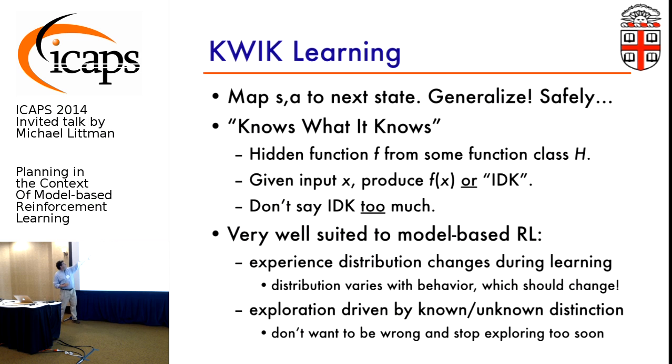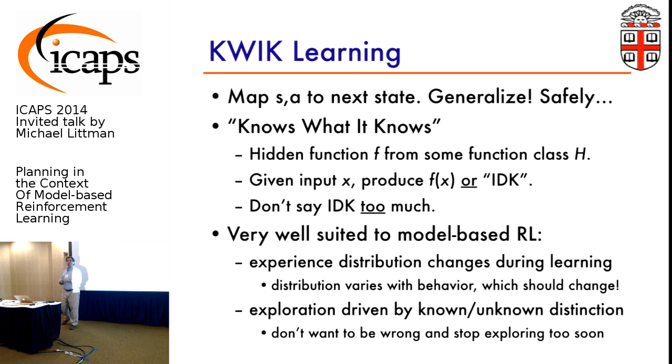All right, so here's how the knows what it knows setting works. We imagine that there's some hypothesis class H. So we know the identity of this hypothesis class. However transitions work, they're somehow taken from that class of possible transition functions. And we don't know what the transition function is. We don't know some function f. It's hidden from us, but we know it's a part of that class. Now what's going to happen is the environment is going to present us with inputs. And what we have to produce as a learner, given the input x, is f of x, the actual output that the function that we don't know would produce given that input.